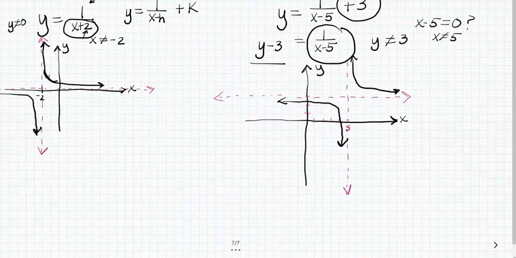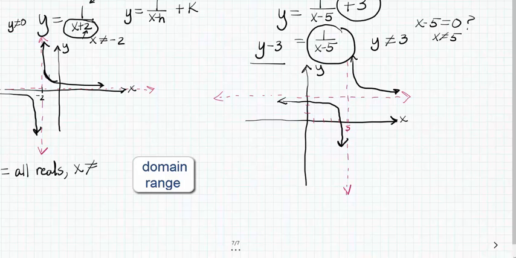So now let's talk about domain and range for these functions. In the first example on this page, the domain is everywhere except where that vertical asymptote is. So we can say that the domain is all reals as long as x is not equal to -2. And the range has an asymptote at 3. And the range can be all reals as long as y is not equal to 0.